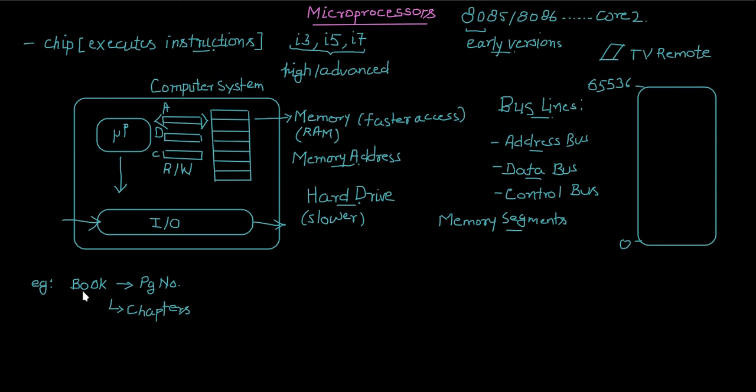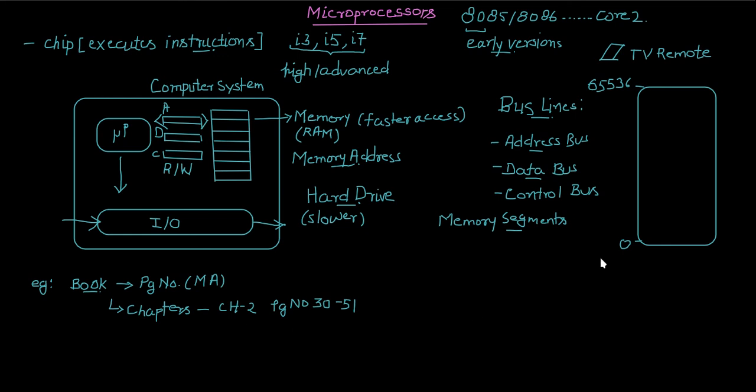So let's suppose that the book is our memory. The pages are the locations, and each page number is the memory address. Now the book is divided into chapters because every chapter has a different concept or a different purpose. Let's suppose we have chapter number 2, and let's say it starts from page number 30 and ends at page number 51.